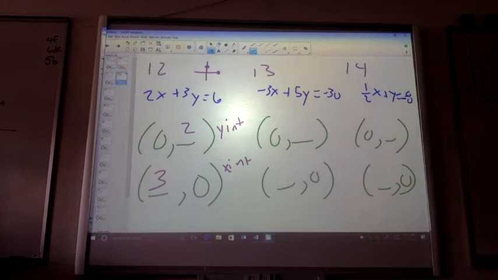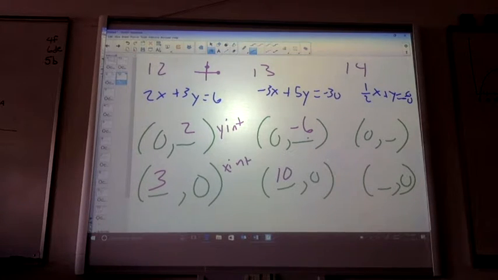Okay, problem 13. That's an x value right here. So that becomes 0. So 5 times what number gives me -30? -6. What about this one? That is a y value. -3 times what number gives me -30? 10. Again, y-intercepts on top, and x-intercepts there.